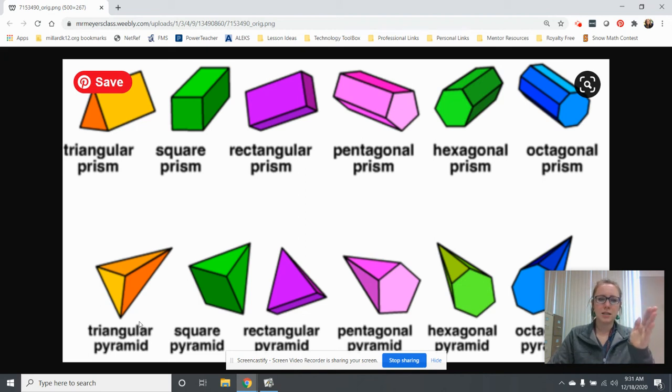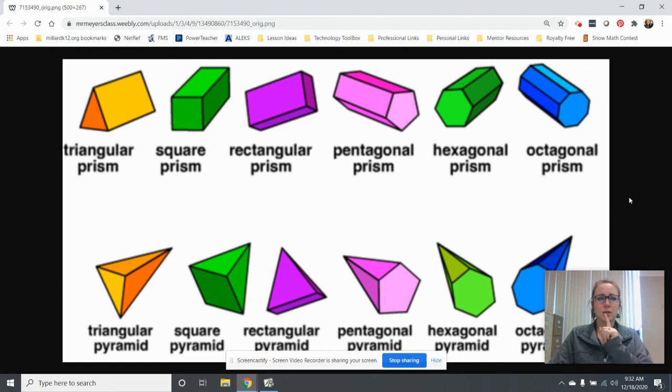The same idea is true for the pyramids. Whatever is the shape of the base, that's the type of pyramid we call it. So triangular pyramid, square pyramid, rectangular pyramid has a rectangular base. Pentagonal, hexagonal, and octagonal. Those are 3D shapes and pyramids.